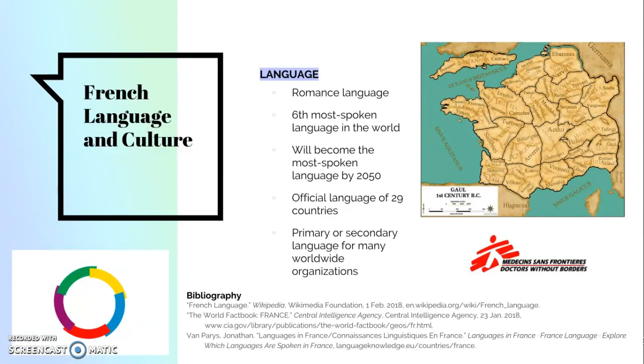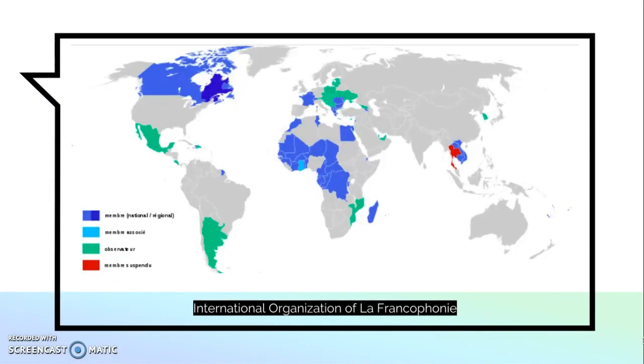French continues to be used as a primary or secondary language in many diplomatic settings or in worldwide organizations, such as the United Nations, European Union, World Trade Organization, Médecins Sans Frontières, which is Doctors Without Borders, and the International Organization of la Francophonie, which you can see the flag of in the lower left corner here. This shows the members of that organization, who are actual members or observers, but just overall where French is spoken in the world.